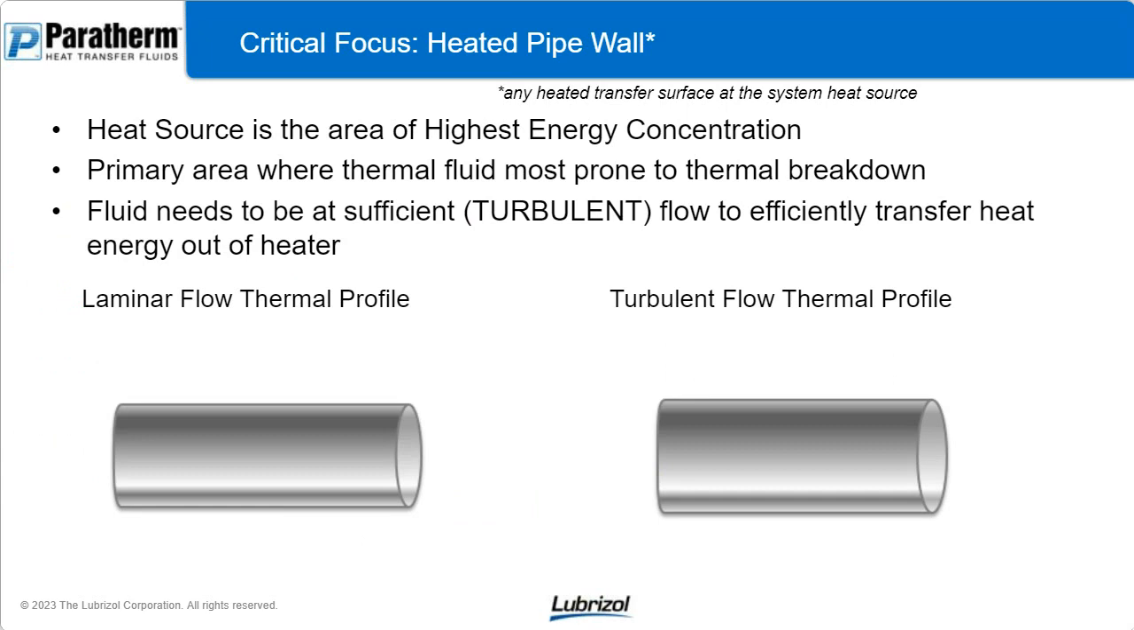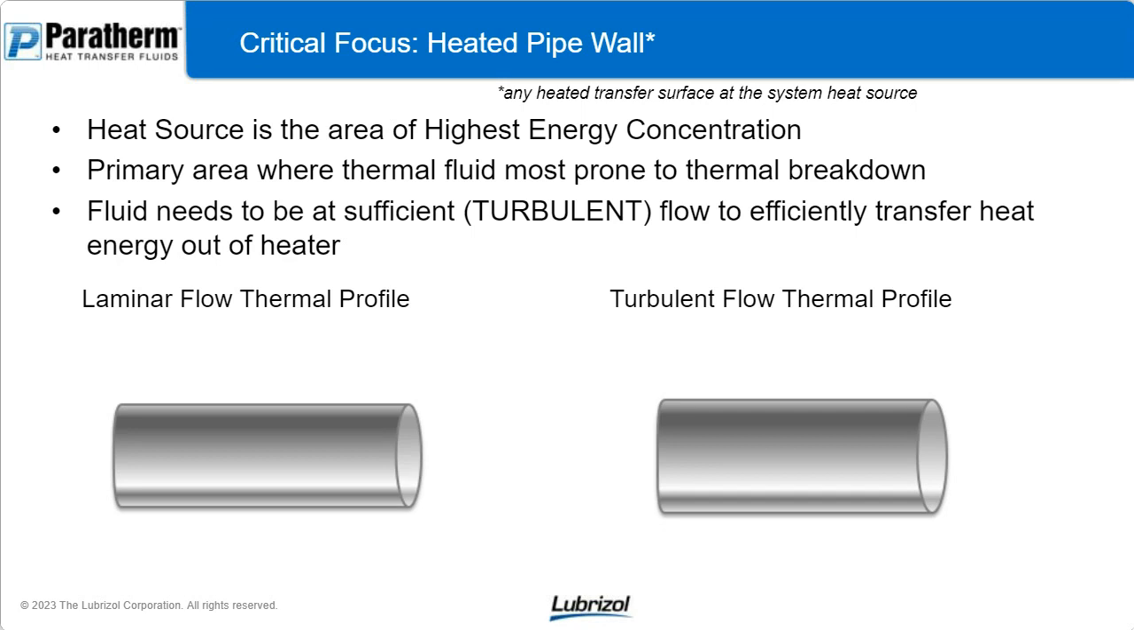The heat source, that flamed area, electric heat element, is the area of highest energy concentration in the system. Therefore, it's the primary area where thermal fluid is most prone to thermal breakdown. That's where thermal stability comes into play the most. Your fluid needs to be flowing at a sufficient flow, which we'll call a turbulent flow. It's got to have a lot of energy. It's got to be moving almost violently to efficiently transfer heat energy out of the heater. So turbulent flow is required for efficient heat transfer. Efficient heat transfer is required to avoid these red flags that we're talking about.